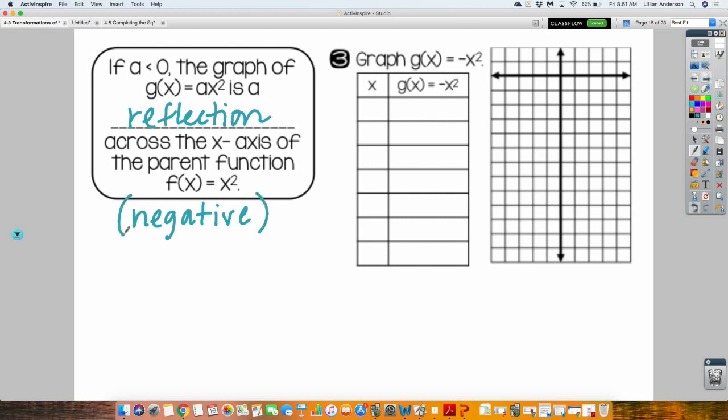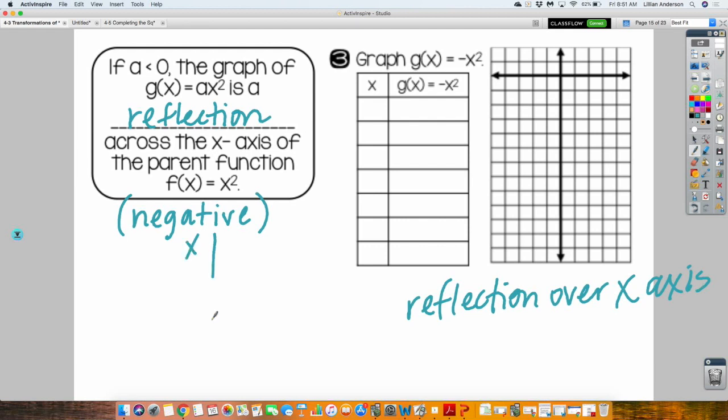So anytime you see a negative, you know that it's going to be a reflection across your x-axis, or a reflection over the x-axis. Anytime you see a negative, it's going to be a reflection over your x-axis. That's how you would describe that transformation. Okay? And just like before, all of your y values are going to get multiplied by a.